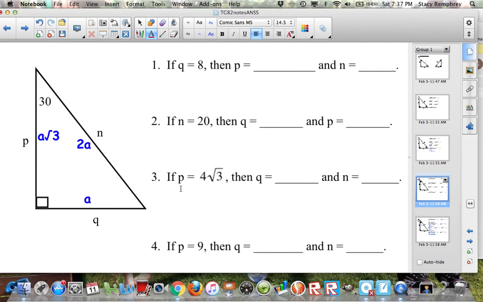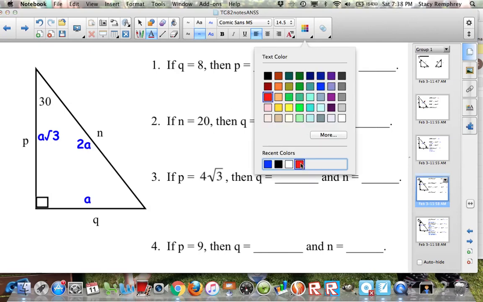All right, in the 30, 60, 90 triangle, the side across from the 30 is the smallest side. That's our A side. The hypotenuse is our biggest side, so that's 2 times the smallest one. And the side across from the 60-degree angle, which would be over here, is a root 3. So again, I'll go through the first one with you, and then I would like to see you try the other ones and see how that goes.